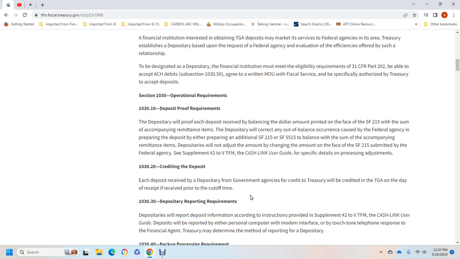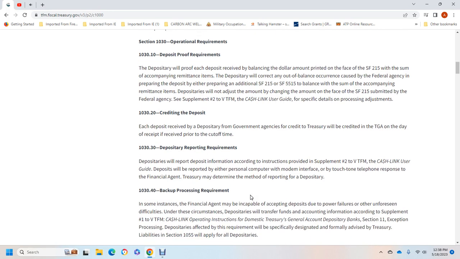See Supplement number 2, Volume 5, Treasury Financial Manual, CashLink User Guide, for specifically detailed processing adjustments. 1030-20, Crediting of the deposit. Each deposit received by the depository from a government agency, for the credit of the Treasury, will be credited to the Treasury General Account on the date on which the receipt is received prior to the cutoff time.